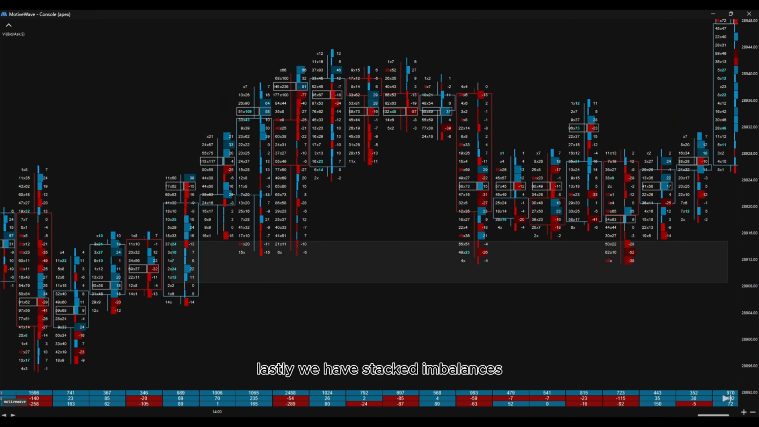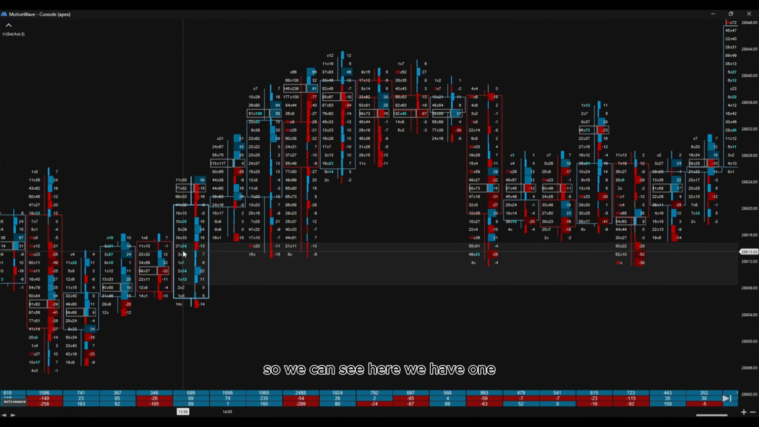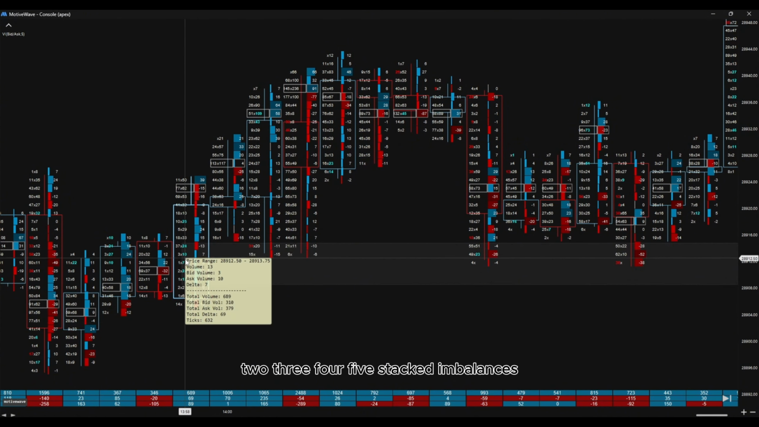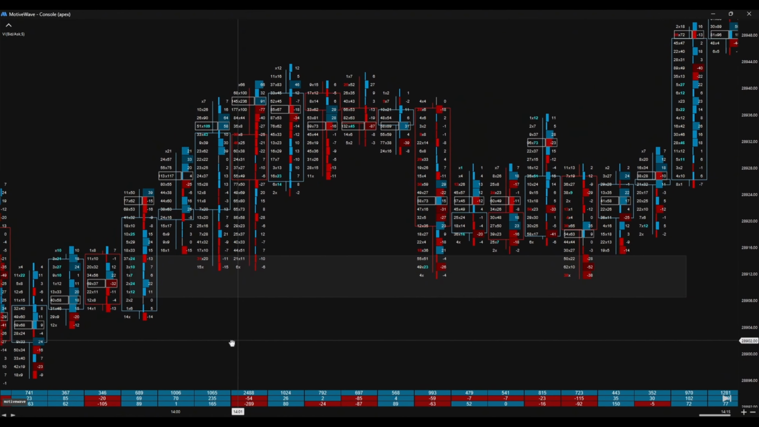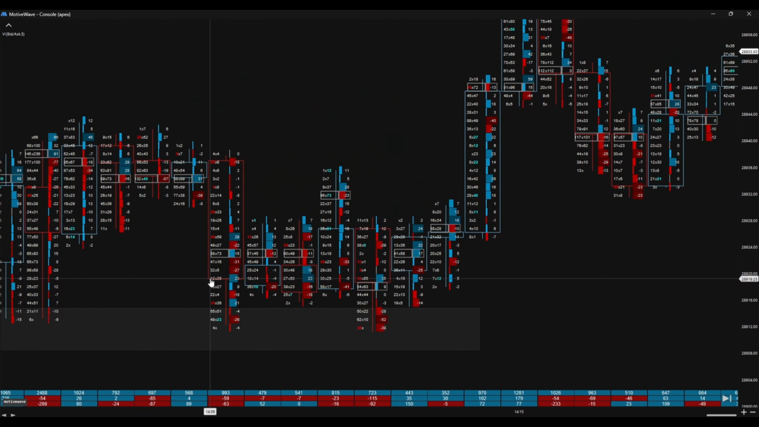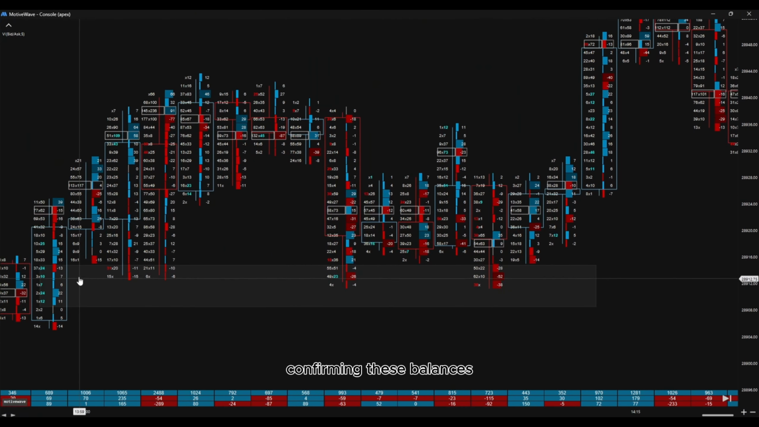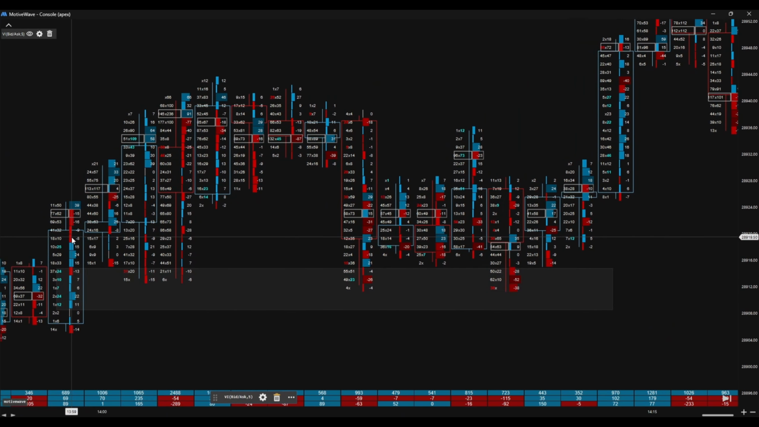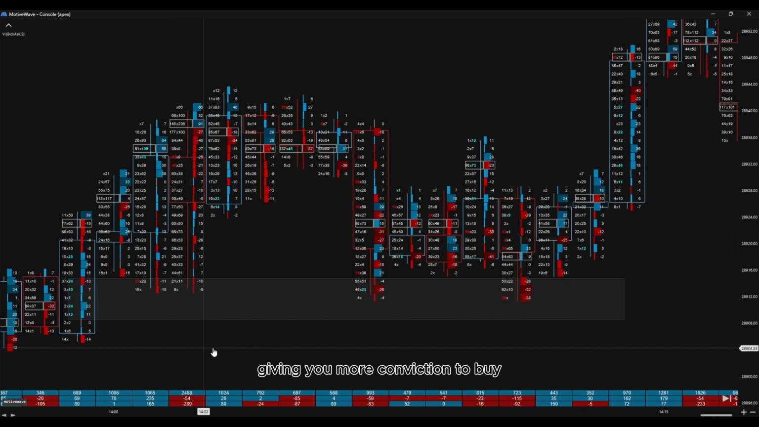Lastly, we have stacked imbalances, which are multiple imbalances in a row in the same direction, indicating a very strong sign of one-way direction. So we can see here we have 1, 2, 3, 4, 5 stacked imbalances, buying imbalances at that, and we can see those imbalances be held, confirming these imbalances, giving you more conviction to buy.